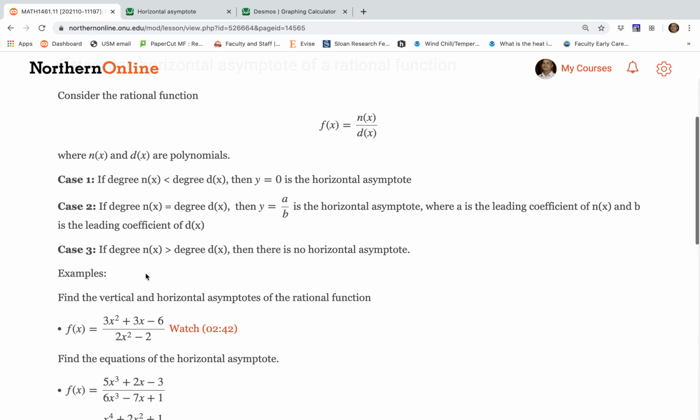All right, the third case is if the degree of the numerator is greater than the degree of the denominator, then there will be no horizontal asymptote.